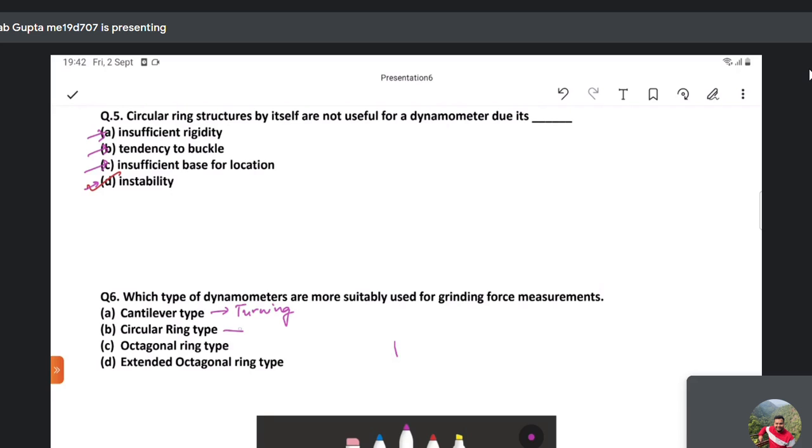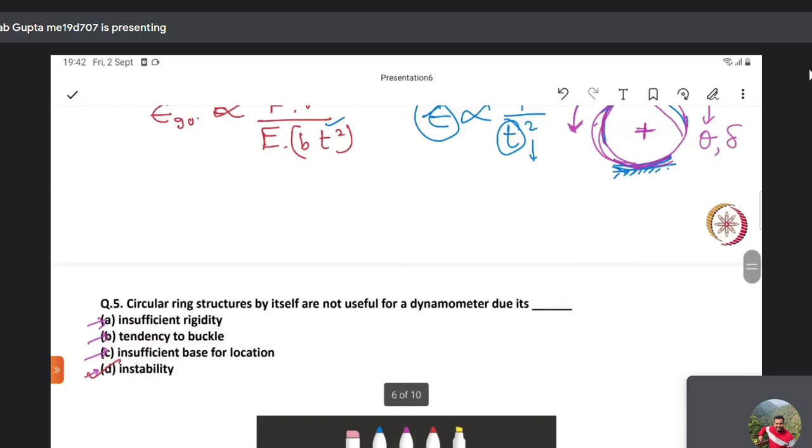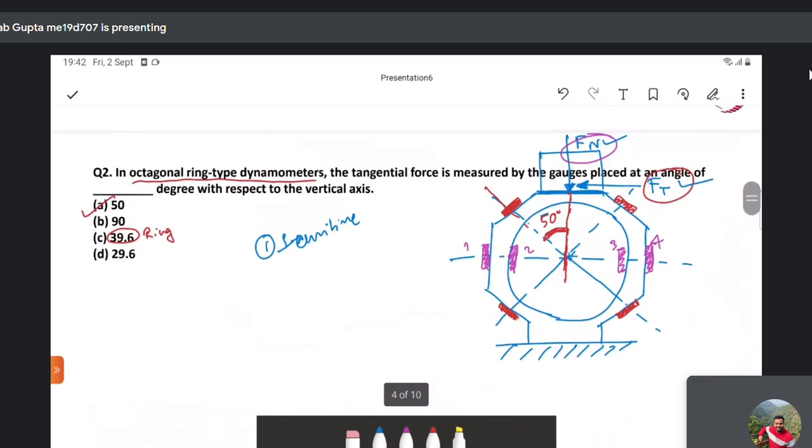Circular ring type and octagonal ring type. Circular ring type, as I said, is not stable. Due to its instability and rolling tendency, we don't use it. We generally replace it with the octagonal ring type dynamometer, which looks quite like this, as we had discussed.